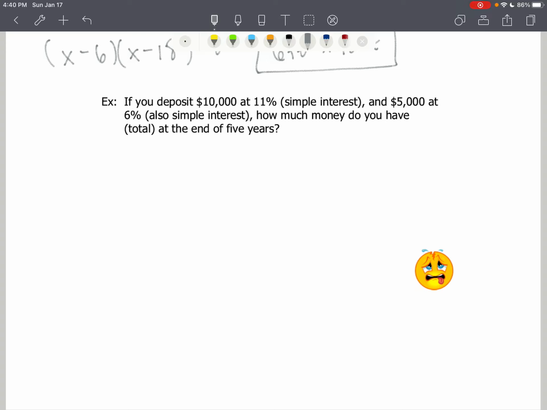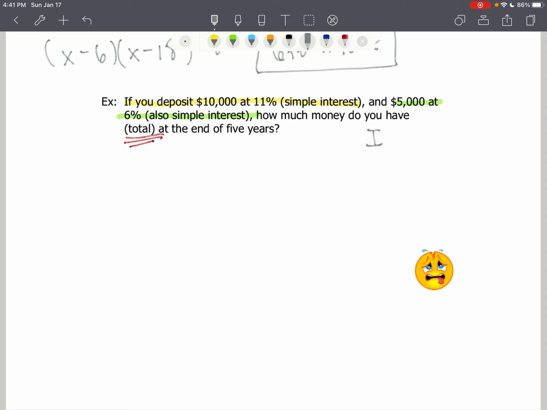We're going to do some work with some interest problems. Here we have simple interest. Here we have a deposit of $10,000 at 11% simple interest and $5,000 at 6%, also simple interest. How much money do we have total at the end of 5 years? So we deposit $10,000 at 11% simple interest, $5,000 at 6%. How much do we have total at the end of 5 years?